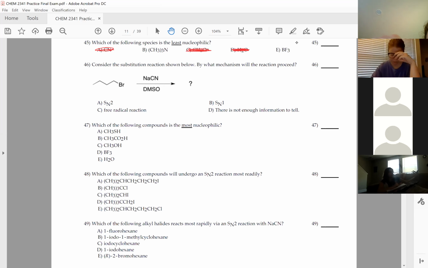Let's look at the structure of B. We have nitrogen and 3 methyl groups. And there's a lone pair on nitrogen. And look at the structure of BF3. And there are lone pairs on all of the fluorines.